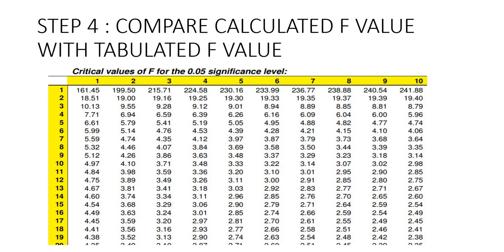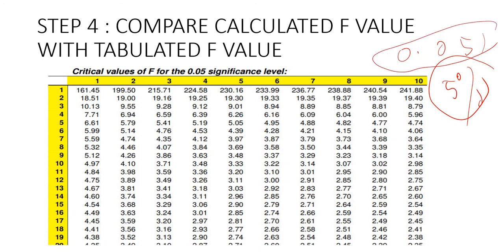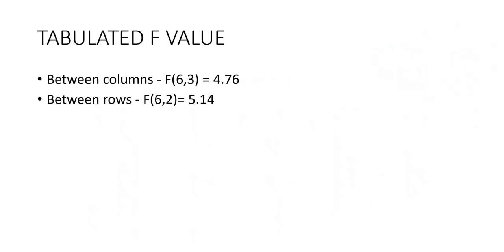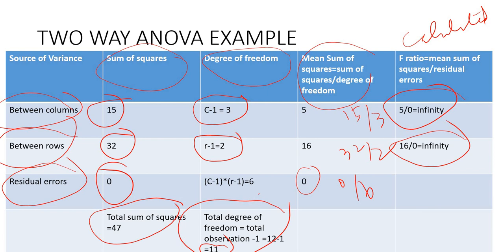Now we have the table. This is the table for a significance level of 0.05 or 5 percent. We are more interested in the 5 percent. You can watch the video for significance level. 5 percent or 0.05 is the significance level we look for. So we will look at the columns. Between columns we need to take the degrees of freedom as 6 and 3. Here you have the residual errors, degree of freedom 6, and for between columns you take 6 and 3, this combination.